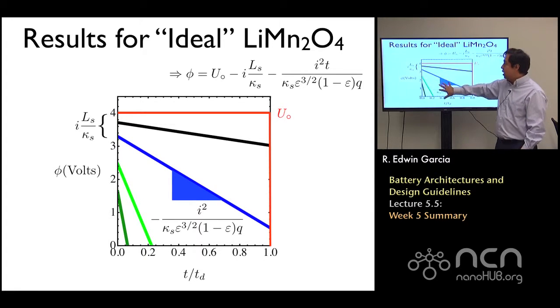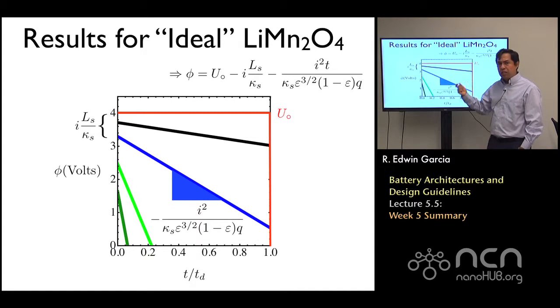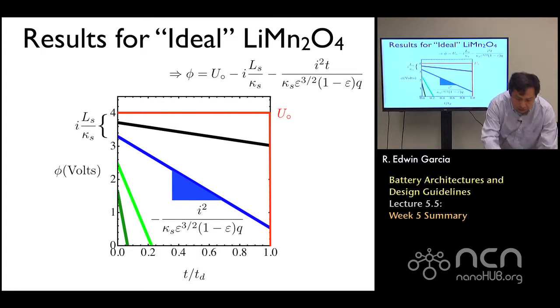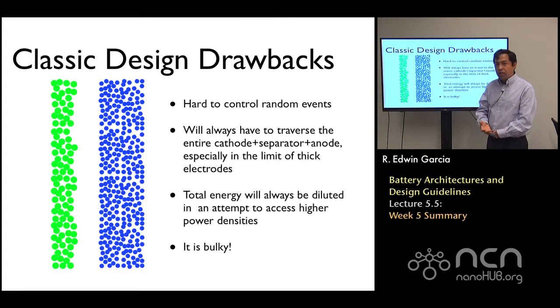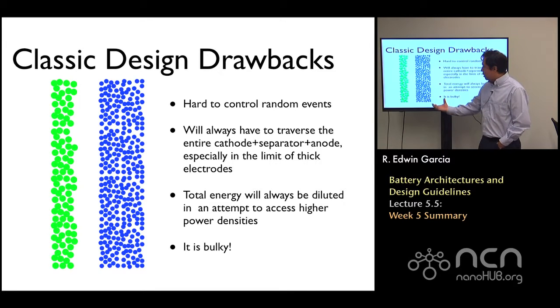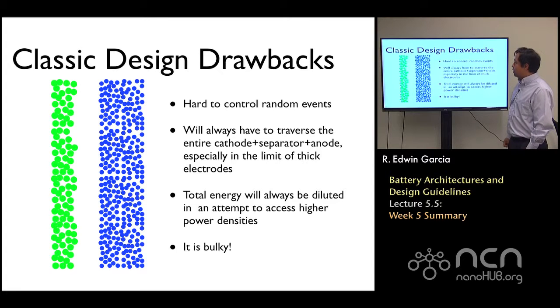Okay, now this allows you to already define how the different parameters are specified, but it also sheds some light as to the main drawbacks of the classic design. Okay, the main problem of this system is that because we're putting this distribution of particles and we try to mix to make this composite set of layers, it's hard to control random events. Ions will always have to traverse the entirety of the cathode, separator, anode layers, and that becomes especially a problem in the limit of thick electrodes.